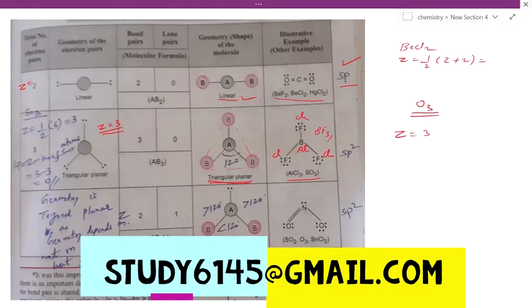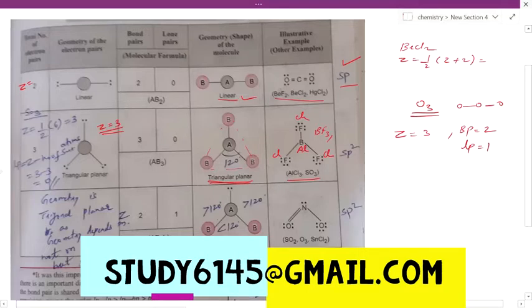Three. Z is three. Bond pair is? Two. How two? Yeah. Okay, bond pair is two, correct. Lone pair is one. Okay. So now pay attention.